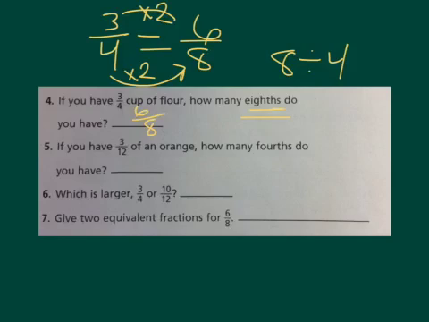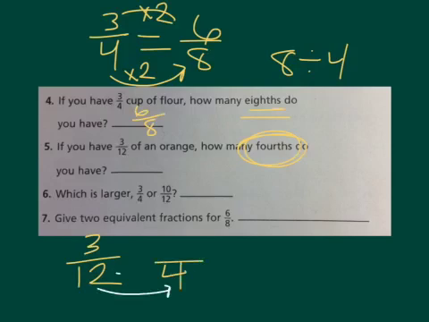Same thing for number 5. If I have 3/12, how many fourths do I have? Well, this time I have to say, okay, I'm going down, so I'm dividing. What do I divide 12 by to get 4? Or you could say, what do I multiply 4 by? And I divide it by 3. So I need to divide this by 3, and I get 1/4.